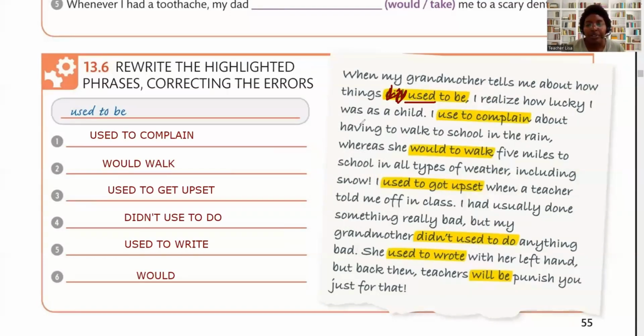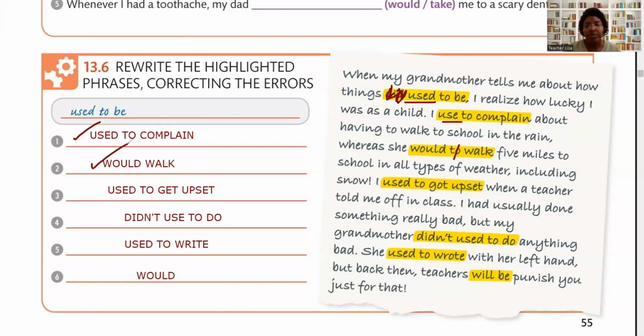Number one, so we have to say used to complain. We can't leave it use to. It's used to when you just have I used to, and we leave that second verb alone. Okay. Number two, would walk. We don't need the to. When we use would, we just say would walk.